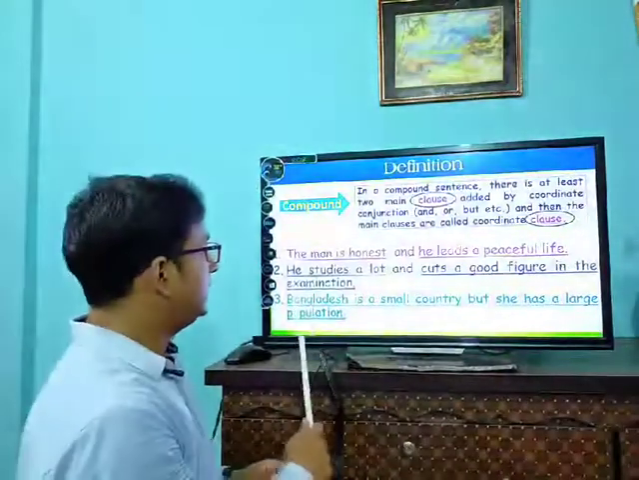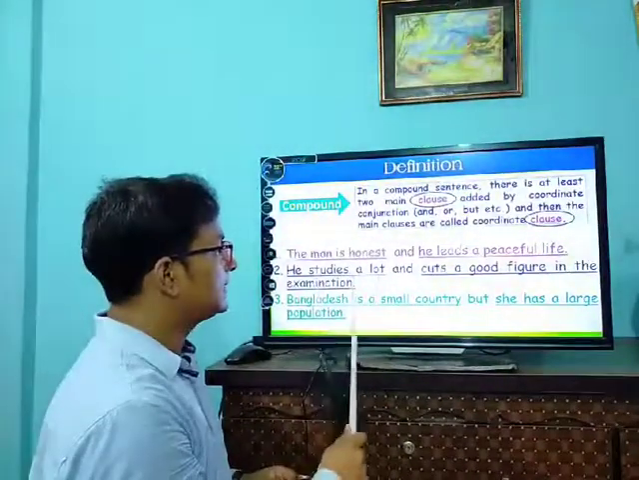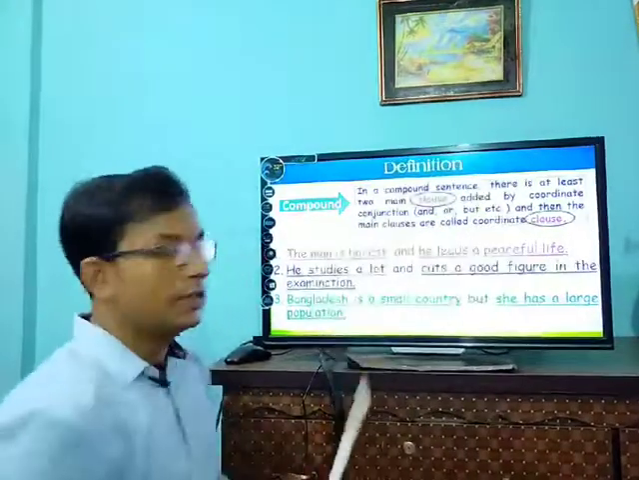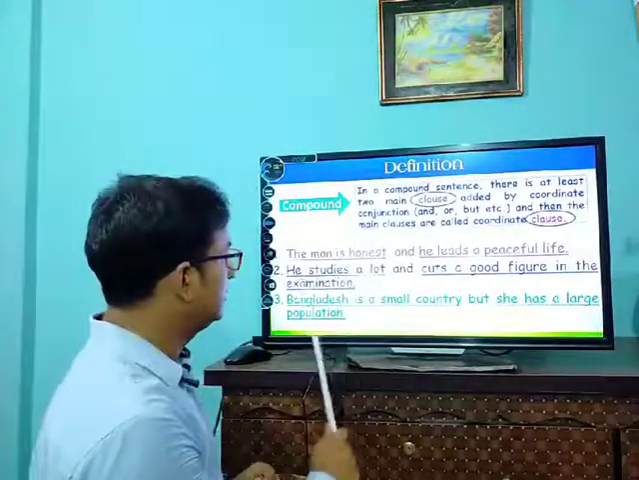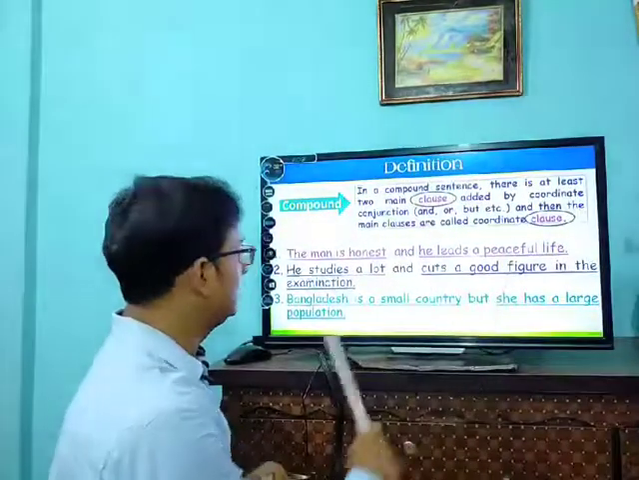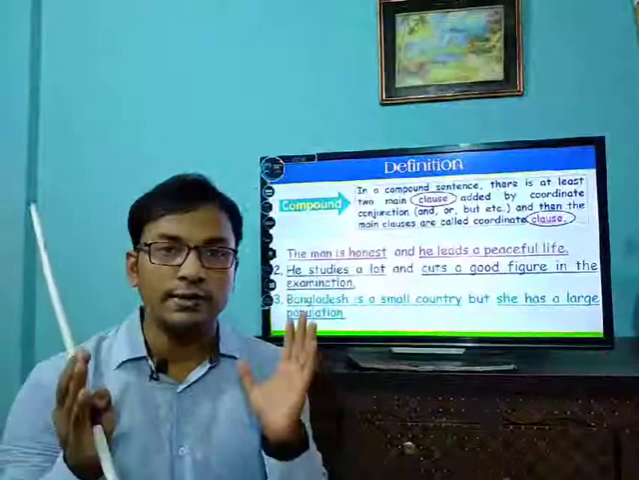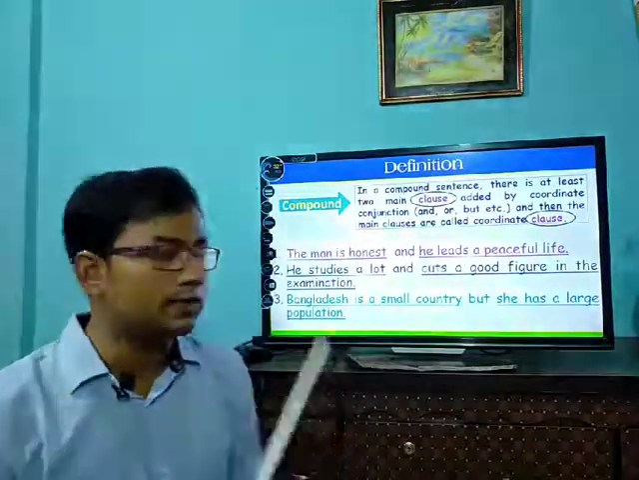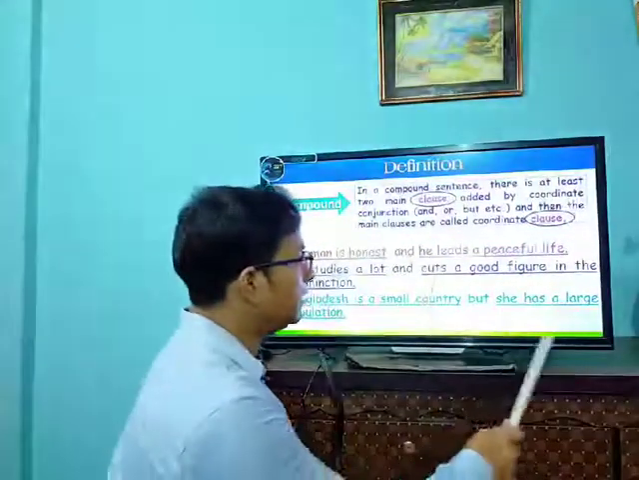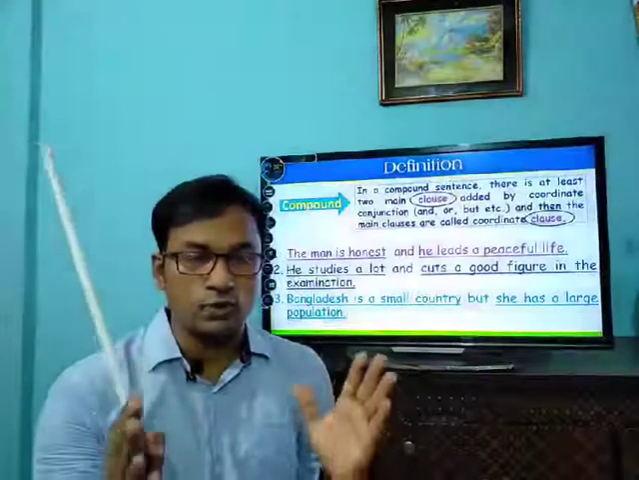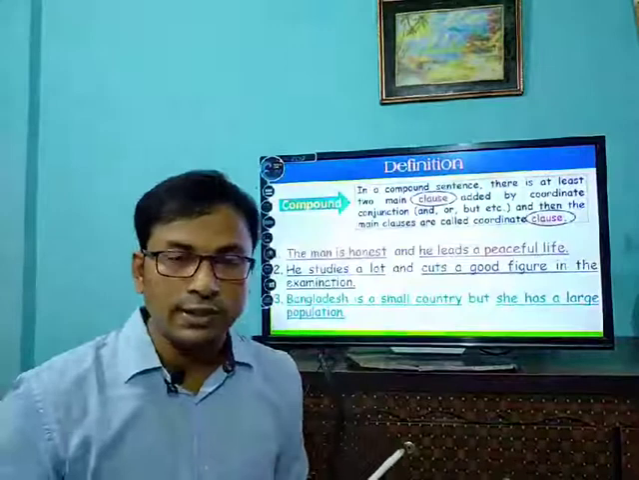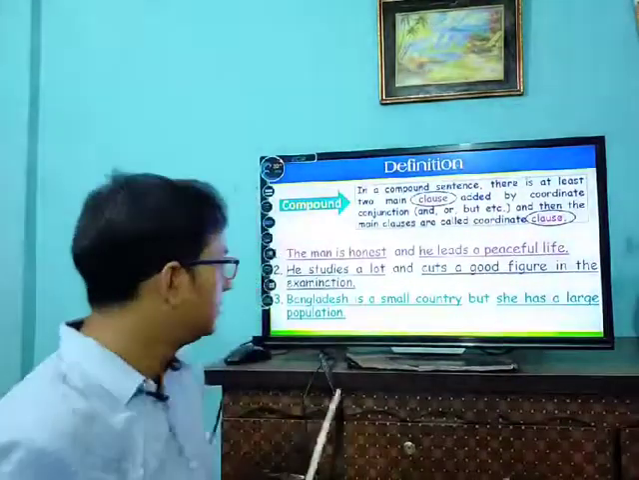The next one, he studies a lot, and cuts a good figure in the examination. You can also write he here: he studies a lot and he cuts a good figure in the examination. So here in the examples, you also find two main clauses. These two clauses have been added with the help of coordinate conjunction and. Okay. Is it clear to you? Yes, I hope that it is clear.